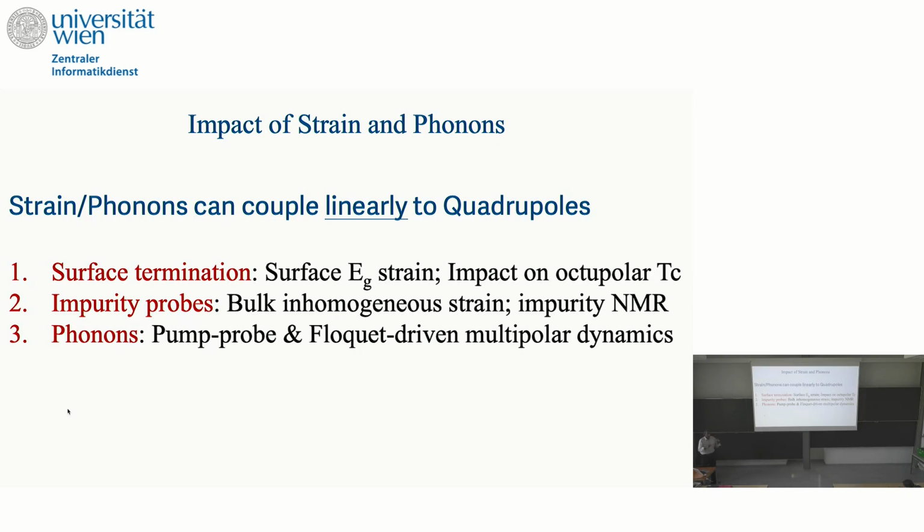You can look at impurities where, let's say, you take some bulk material and you have doped impurities. And I'll turn to some experiments from Wessner's group on this, where you can look at NMR on impurities, and you can infer that inhomogeneous strain fields play a role in that problem. And finally, I'll turn to phonons and how one can use this to either detect or drive multipolar orders by driving the phonon degrees of freedom.